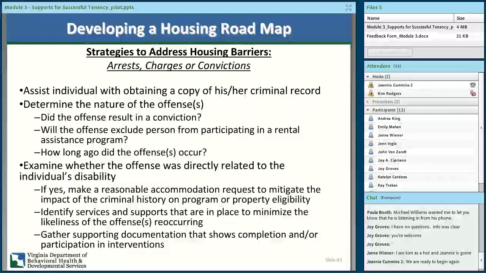It will be important to explain what services and supports have been put in place to minimize the likelihood of the offenses reoccurring, and to gather supporting documentation of completion and/or participation in interventions such as substance abuse programs, counseling, support groups, skills training, or even driver education.